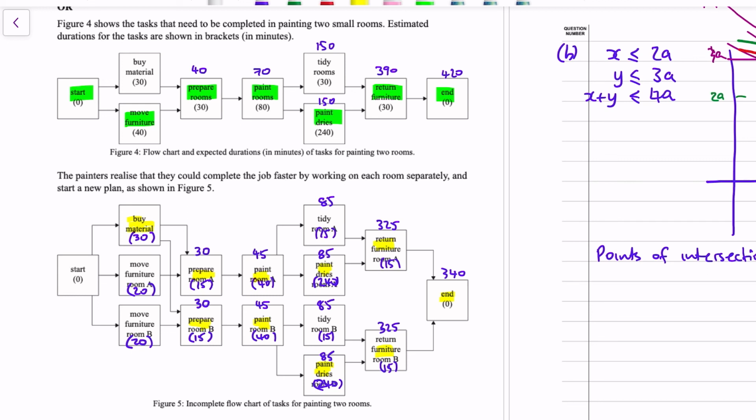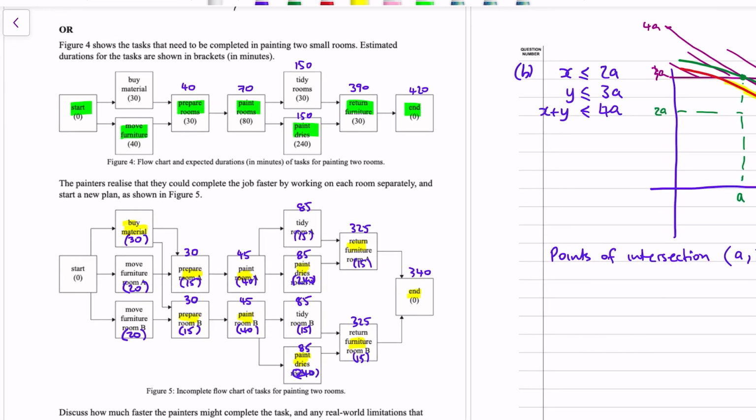It says splitting the tidying task does not help because the paint drying takes much longer. It says the painters might need to spend more on material if they're painting 2 rooms at once. Good point. There might not be enough painters to paint 2 rooms at once, or to move the furniture twice as fast, or any other comment that you might come up with. But the basic maths of the question is we've shortened it from 420 to 340 minutes. But there's a whole heap of limitations there that would stop that probably happening. Catch you on the next video.